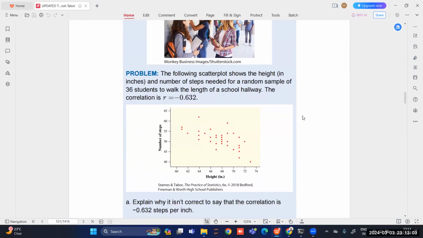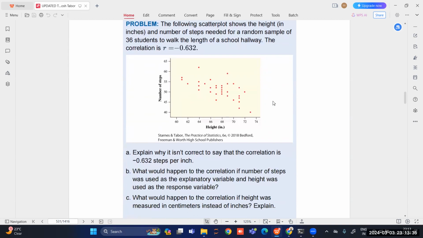Okay. The following scatter plot shows the height in inches and the number of steps needed for a random sample of 36 students to walk the length of a hallway. So there's a hallway in the school, and depending on the height, what number of steps do they require to reach the end of the hallway? The correlation is r equals minus 0.632. What is the interpretation of the correlation? It is a moderately negative correlation. Yes or no?